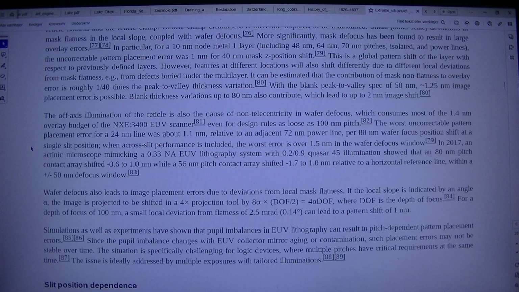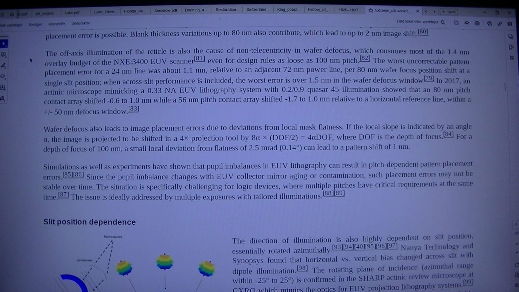80. The off-axis illumination of the reticle is also the cause of non-telecentricity in wafer defocus, which consumes most of the 1.4 nm overlay budget of the NXE 3400 EUV scanner. 81. Even for design rules as loose as 100 nm pitch. 82. The worst uncorrectable pattern placement error for a 24 nm line was about 1.1 nm, relative to an adjacent 72 nm power line, per 80 nm wafer focus position shift at a single slit position. When cross-slit performance is included, the worst error is over 1.5 nm in the wafer defocus window.